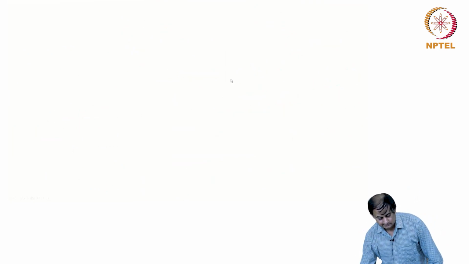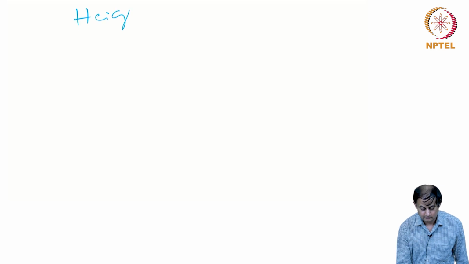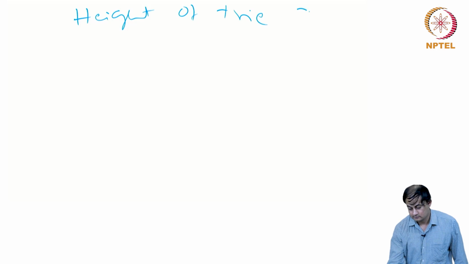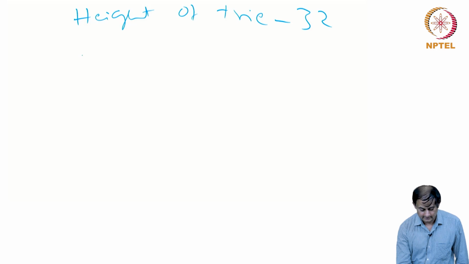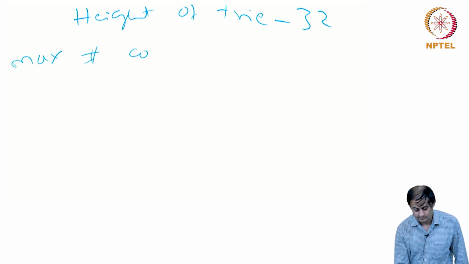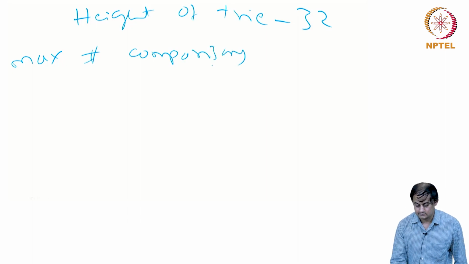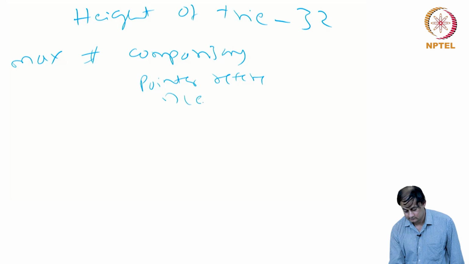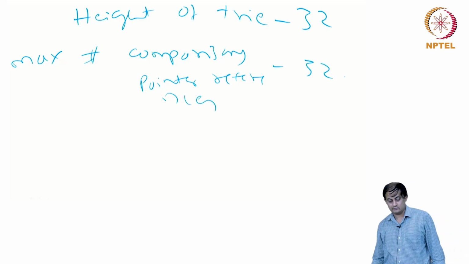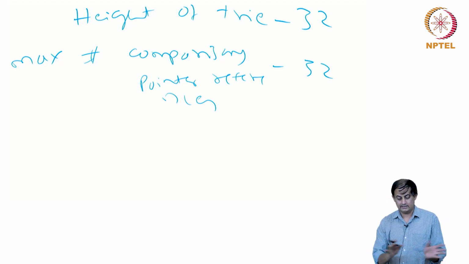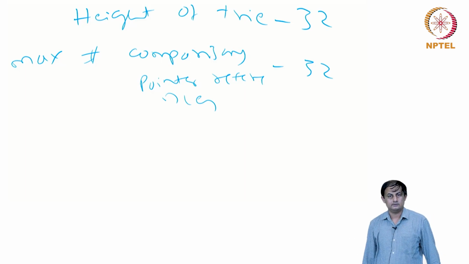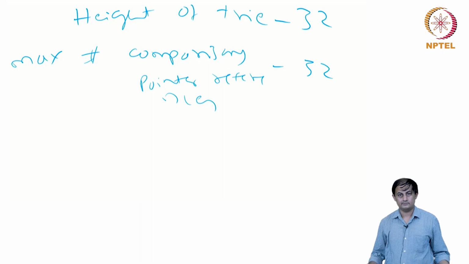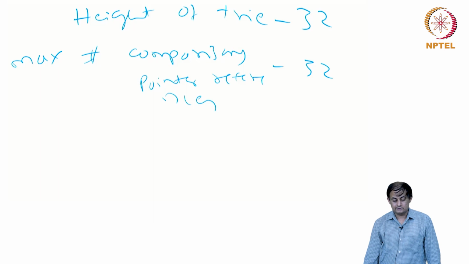So I repeat some of the formal concepts. The height of the trie is 32, and the maximum number of comparisons, in this case the pointer traversals, left or right, is going to be 32. At every level you are going to have one, whether you decide to go to the right or to the left. And the node itself will have three components: one is the left pointer, the right pointer, and the label or the output interface name. So that is how the trie is constructed, and based on that the routing is done.